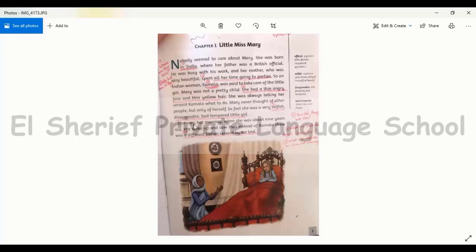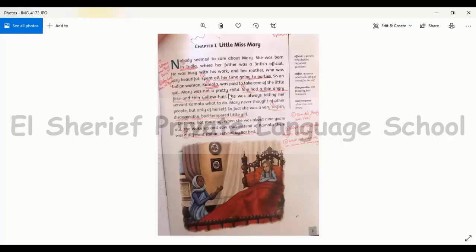Nobody seemed to care about Mary. She was born in India, where her father was a British official. He was busy with his work, and her mother, who was very beautiful, spent all her time going to parties. So an Indian woman, Kamala, was paid to take care of the little girl.